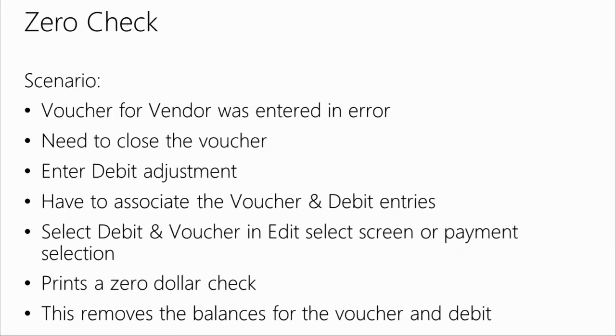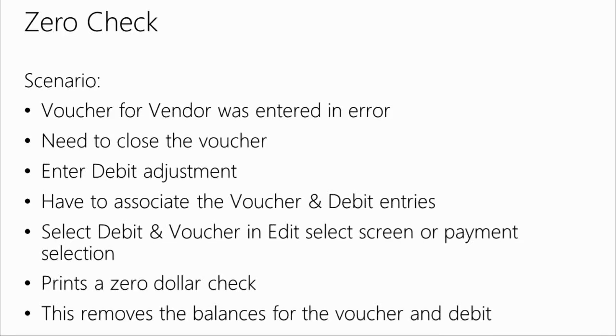Now there's another scenario that I want to talk about, and that's if you put a voucher into the system and you decide that, you know what, we really didn't mean it, we need to take some amount off of it, we need to remove it. If there is a voucher in the system, maybe with a small amount that you want to write off, or you want to get rid of it completely, you do have the ability to put in a debit adjustment.